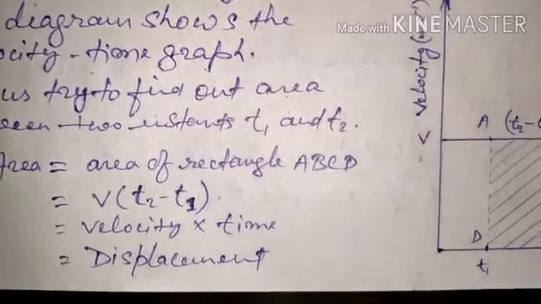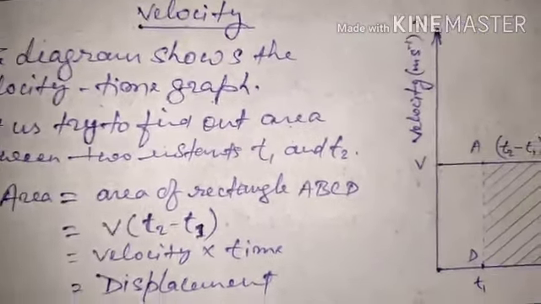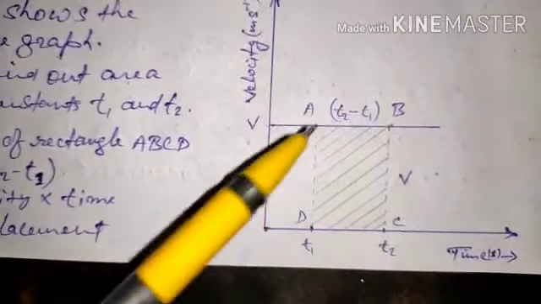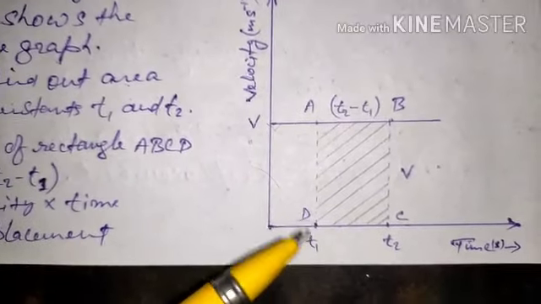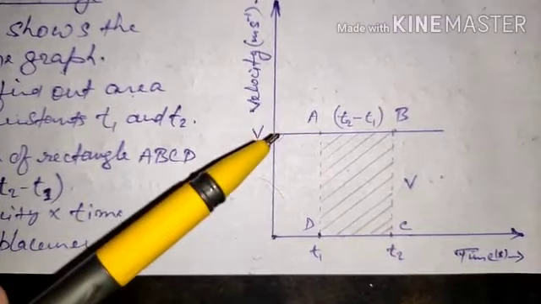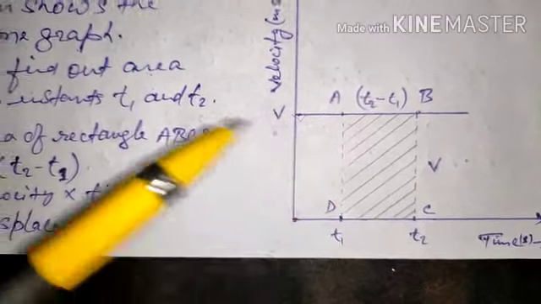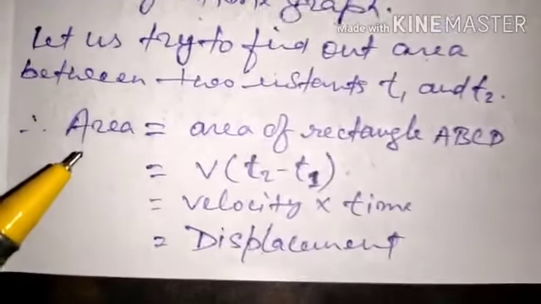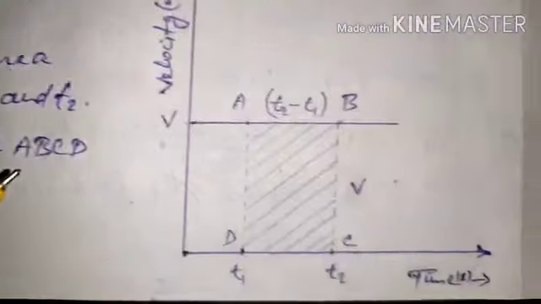Okay, so let us see now the next thing. Area of rectangle ABCD is equal to, from the figure only we had taken two instances, T1 and T2. So area is this rectangle. Area under this curve we are taking as a rectangle, and the value of the velocity from here to here we had taken as v, so we are representing that here also. So you can see area under the curve equals area of rectangle ABCD. You can see the rectangle ABCD over here.